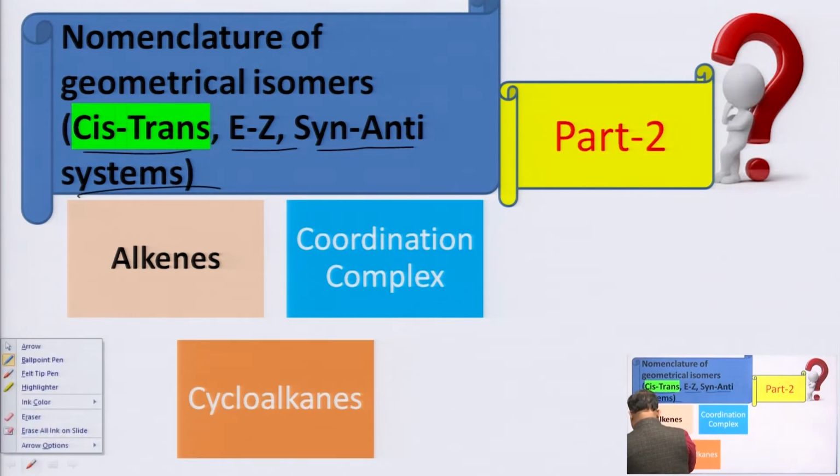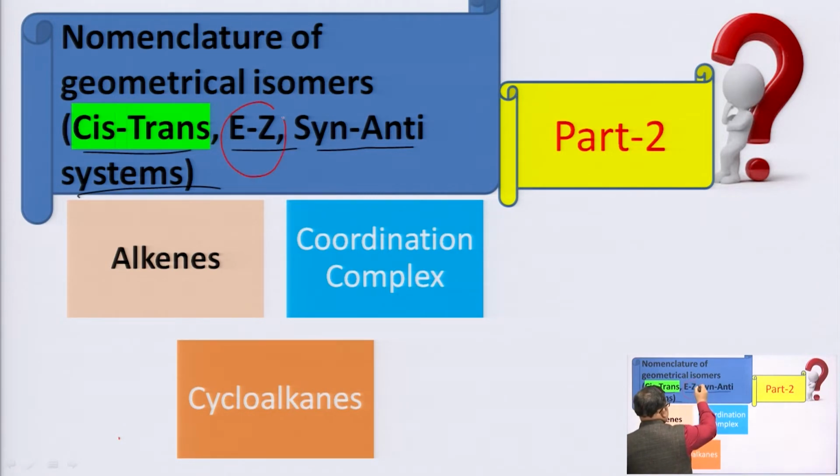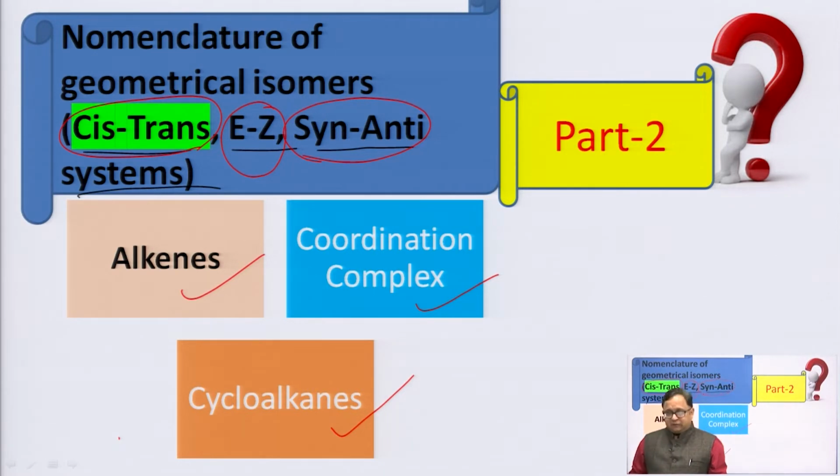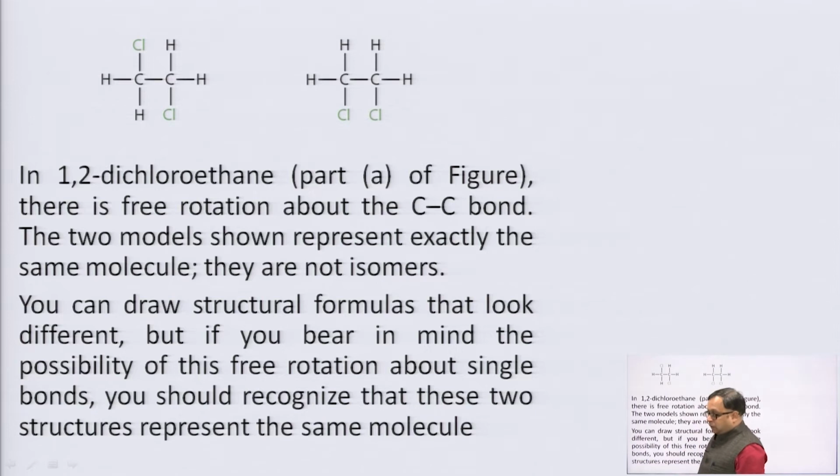So, let me change the color so that we can recognize it easily. E-Z system, syn and anti system and cis and trans system are supposed to be discussed in part 2 of this lecture, and we will focus on the examples, mainly alkenes, coordination complexes and the cycloalkanes. So, we will apply this nomenclature system to alkenes, coordination complexes and the cycloalkanes.